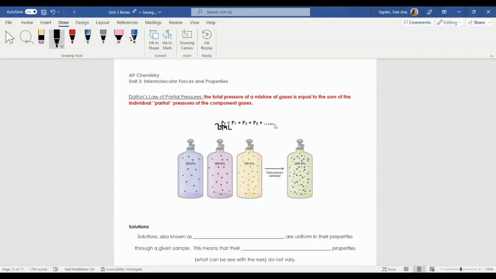And this number goes on because this could be equal to, if there's 50 gases that make up a sample, the sum of all 50 gases. You're not going to have 50. 3 or 4 is usually the max. So what does this mean?